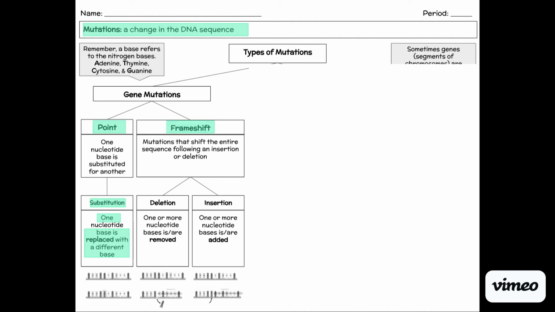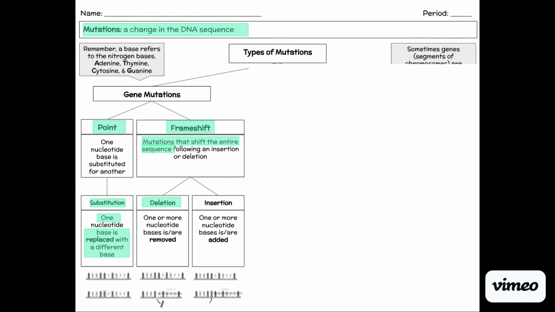Frameshift mutations are a bit more dramatic. They're like missing or extra words in a sentence, which can change its meaning. These mutations shift the entire sequence of DNA following the mutation. There are two types of frameshift mutations.